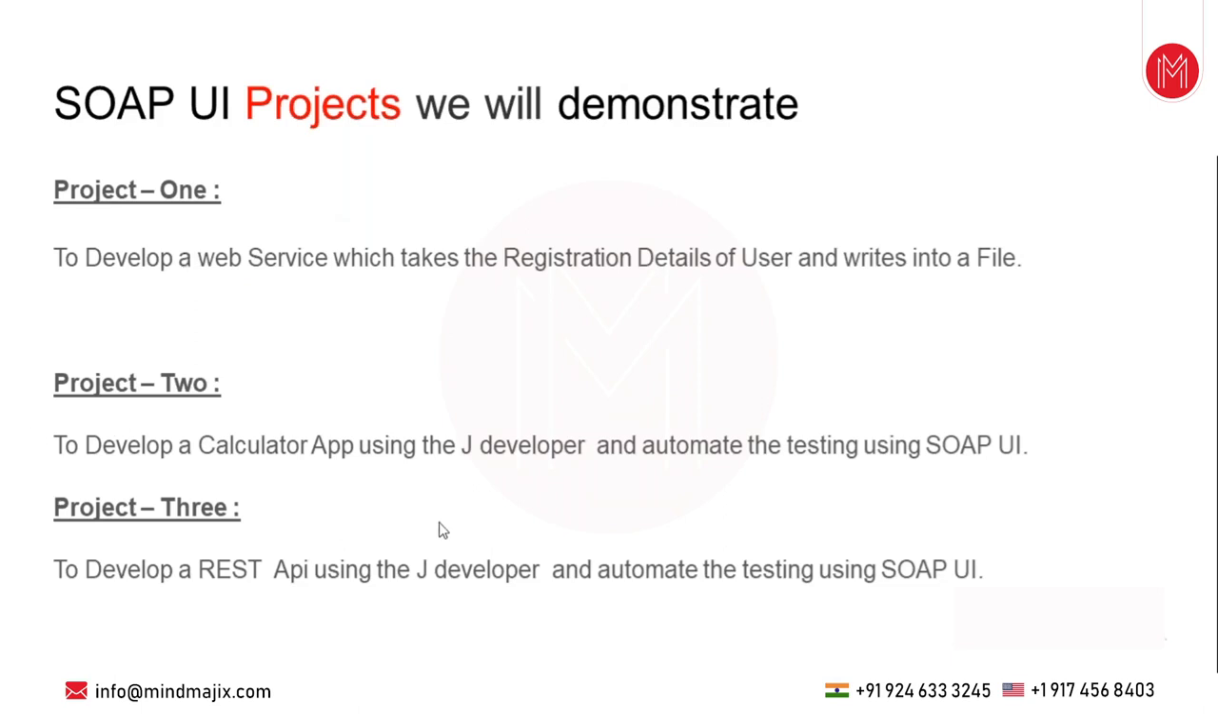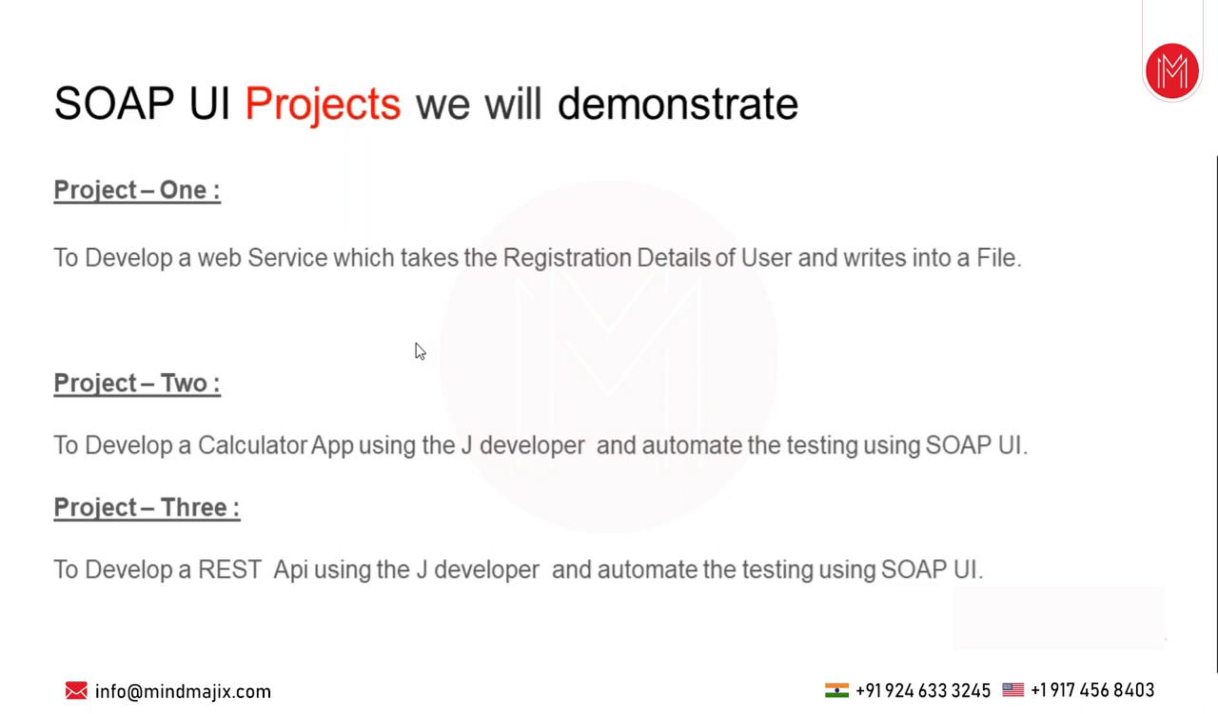Along with that, we are going to build a calculator application which will do the sum of two numbers or three numbers, multiplication, division, and such calculations, and will give the resulting response of those numbers keyed in by the user as input. And we are also going to develop the REST APIs using JDeveloper and do the automation testing of those REST APIs in the similar way we have done for web services.